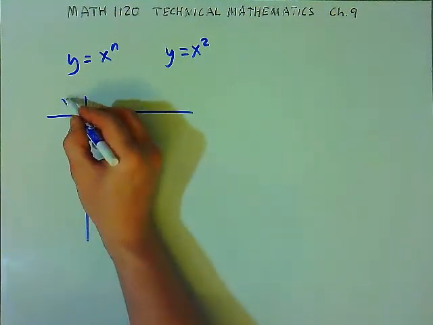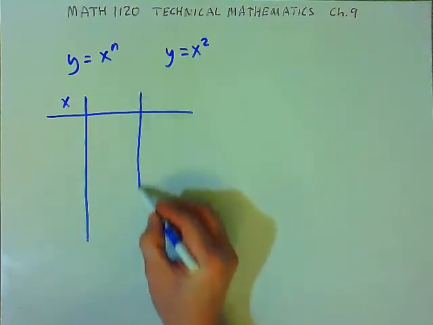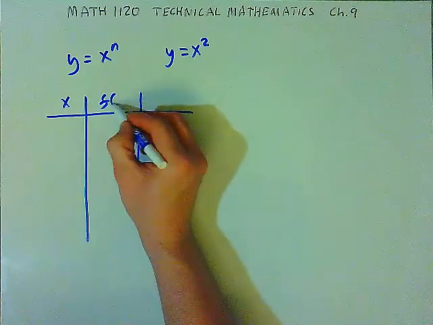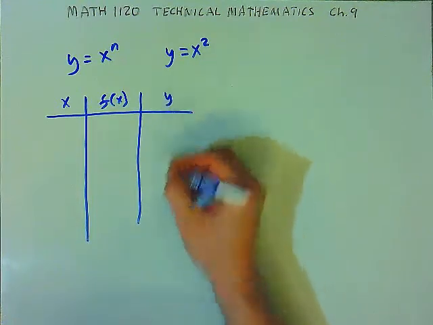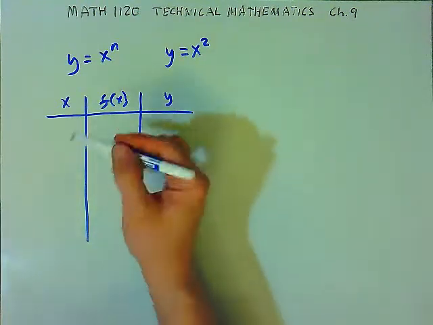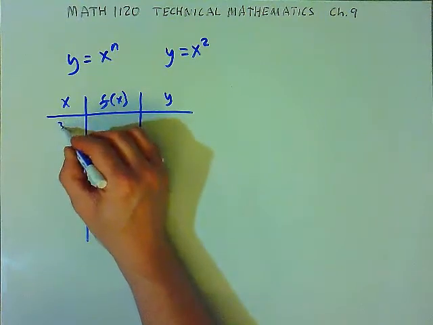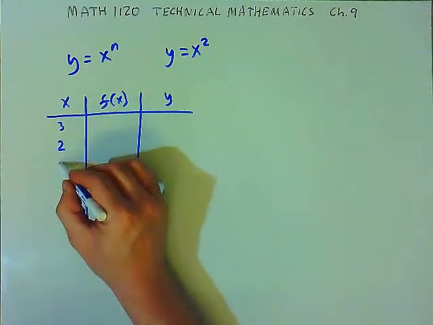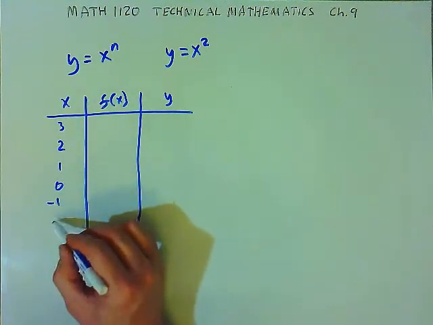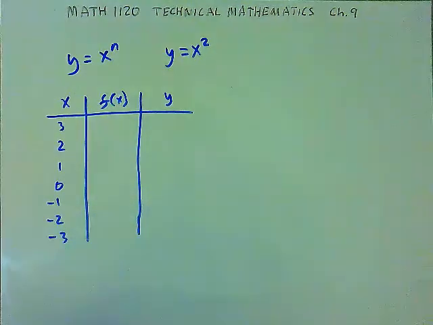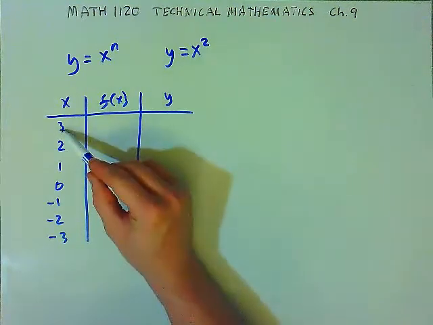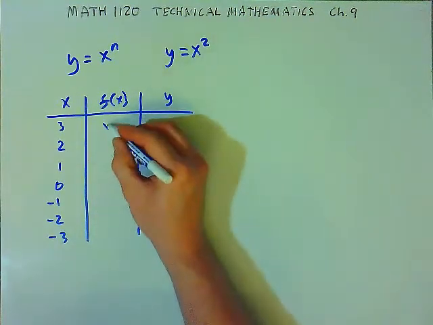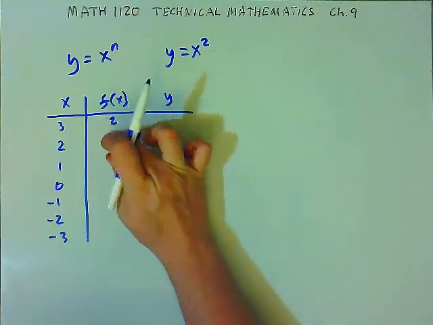We have values for x. We have the function of x, which is x squared, and then we have values for y. Let's plug in some numbers here. Let's say that x is 3. It can be 2. It can be 1. It can be 0. It can be -1, -2, or -3. And so the function will be x squared. Oops, I'm sorry. How about 3 squared?